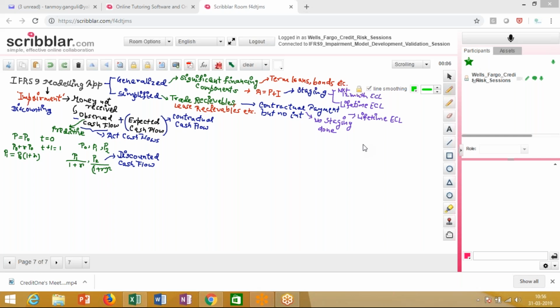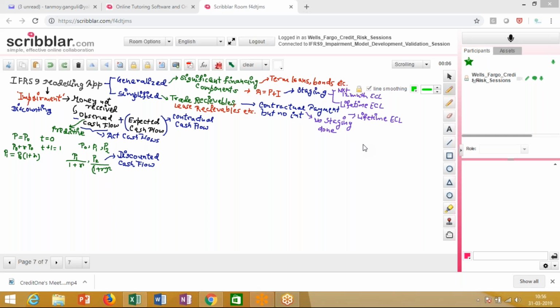What is the difference between a trade receivable and a lease receivable? When do I use a generalized approach, and what type of assets should be there when I'm dealing with a generalized approach? That is what we want to discuss in today's session.